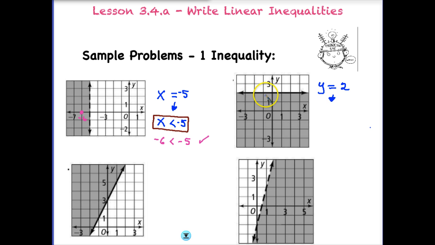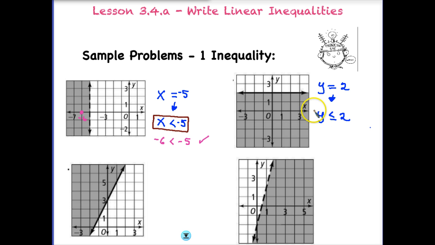Well, I know since it's a solid line that it's going to be a less than or equal to or a greater than or equal to. Well, the y's that are shaded down here are less than my boundary line. So my final answer is going to have to be all the y's that are shaded are less than or equal to 2. And that should be my final answer.